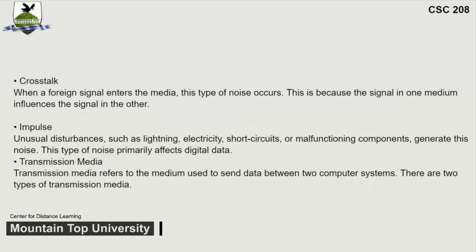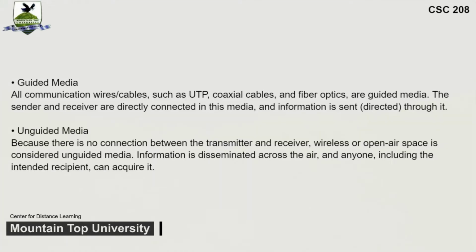Transmission media. Transmission media refers to the medium used to send data between two computer systems. There are two types of transmission media. Guided media. All communication wires and cables, such as UTP, coaxial cables, and fiber optics, are guided media. The sender and receiver are directly connected in this media, and information is sent, directed, through it. Unguided media. Because there is no connection between the transmitter and receiver, wireless or open-air space is considered unguided media. Information is disseminated across the air, and anyone, including the intended recipient, can acquire it.